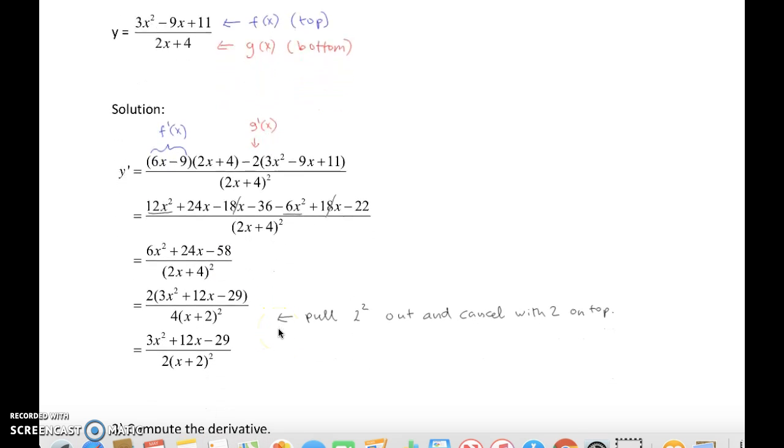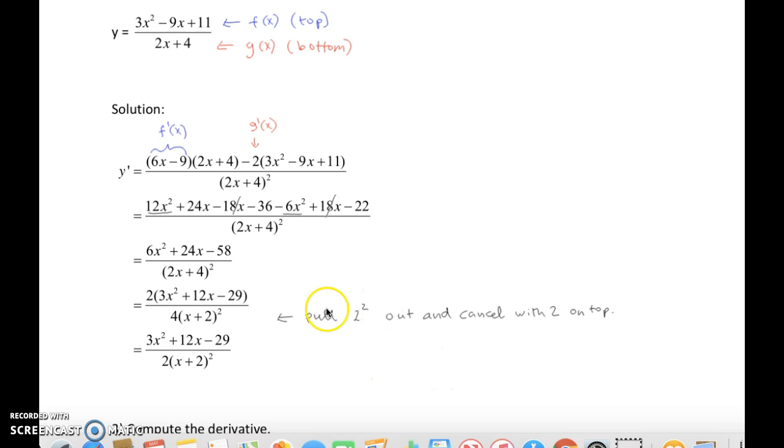And what I'm going to go ahead and do is factor out from the top and bottom. We're going to pull out a 2 from the top, and we're going to pull a 2 squared, or a 4, out of the bottom, because remember, these things have to be squared. And so we're going to go ahead and cancel out the 2 and the 4. And we're going to be left with our trinomial on the top, 3x squared plus 12x minus 29. And then we're also going to end up with a 2 times quantity x plus 2 squared in the denominator.